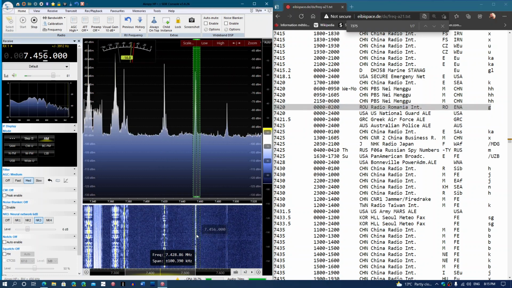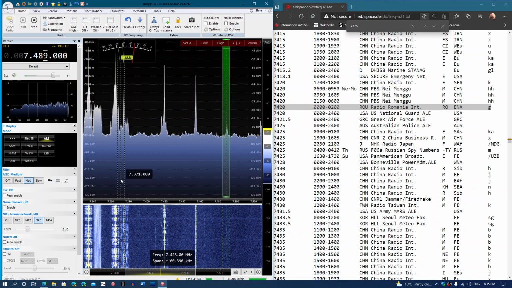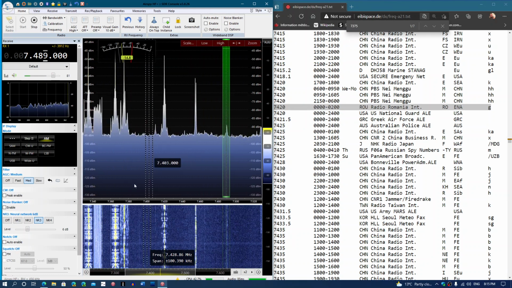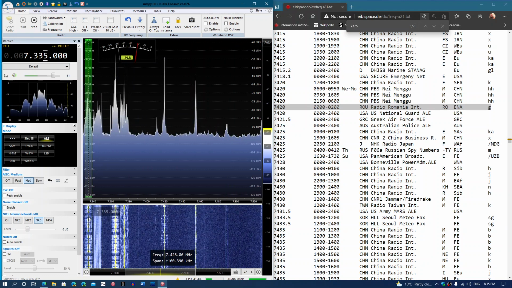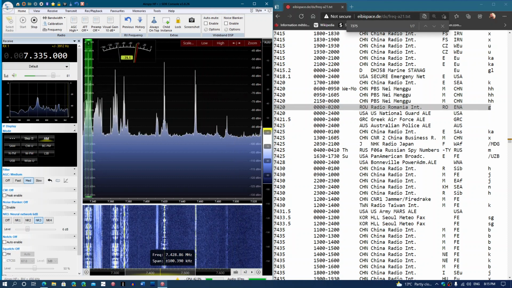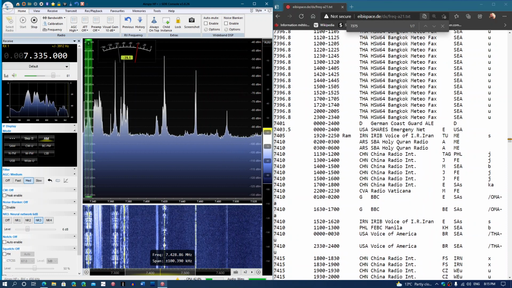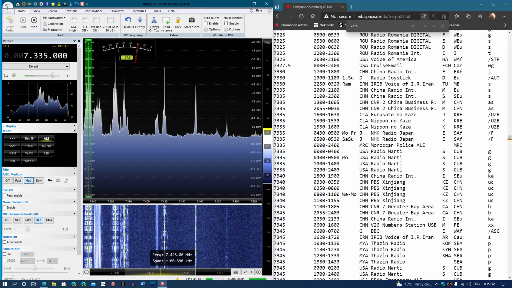So, once again, Radio Romania International. Okay. This is a radio teletype signal. 7490, a very weak station. How about we go down? What's on 7335? 7335. It's in Spanish. That I know.